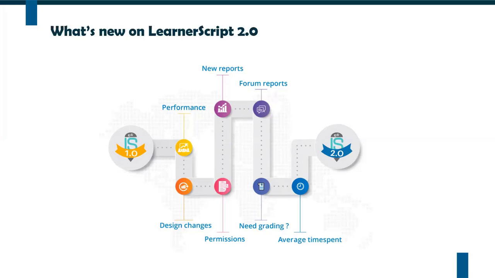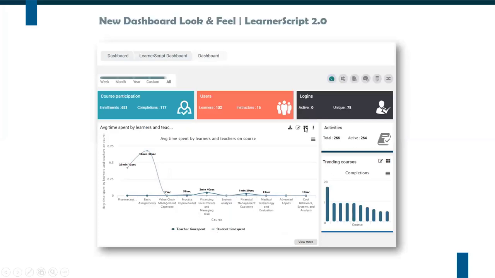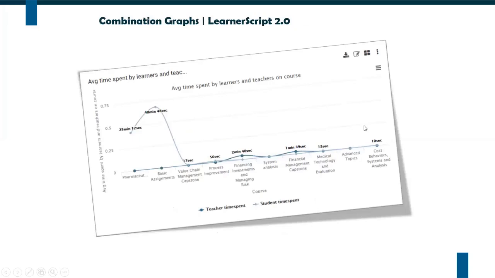New reports include forum reports, showing how the students are participating in forums, and a need grading report for teachers, where the teacher can see how many assignments are pending from their end to be graded, with detailed information. There is also average time spent for the admin to check how much time teachers and students spend on average on the LMS or course. So it's a course-wise average time spent for teacher and student. There are some screenshots of the new look and feel, and there are new graphs added.